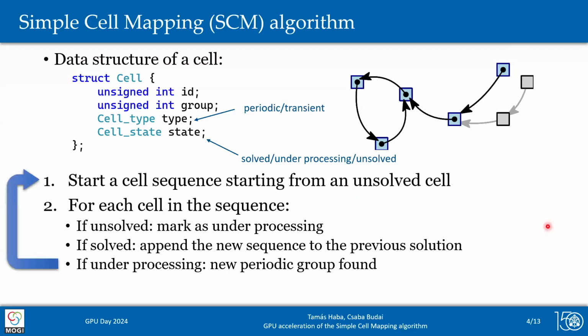We repeat this process and find another unsolved cell and start all over again. And it is possible that we reach an already solved segment. In this case, we just append the newly found cells to the existing periodic group. We do this until there are no more unsolved cells in the cell state space, and that's when we are done. So it's a pretty simple and intuitive algorithm to classify the cells and the different periodic groups.